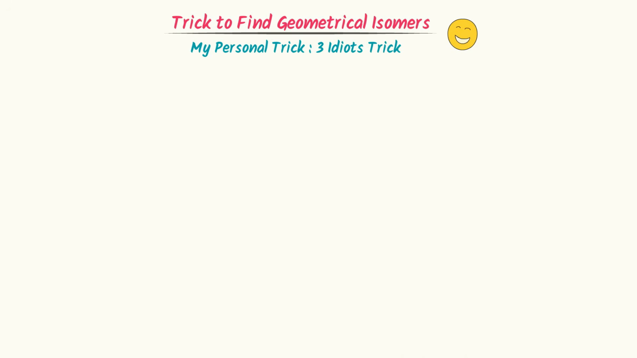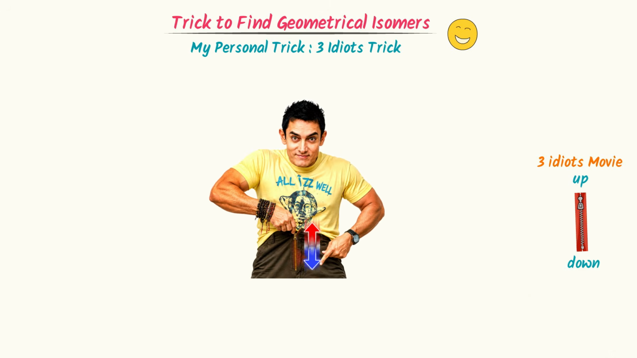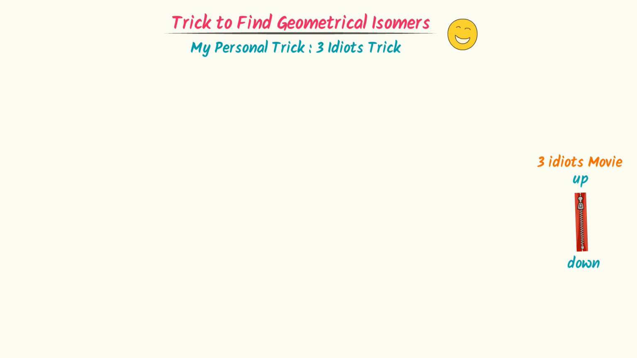I am sure that you watched the famous zip scene of the 3 Idiots movie. The scene is up and down, up and down. This zip scene will help you to find geometrical isomers of any compound. At the end of this lecture, we will solve some competitive exam questions using this trick.